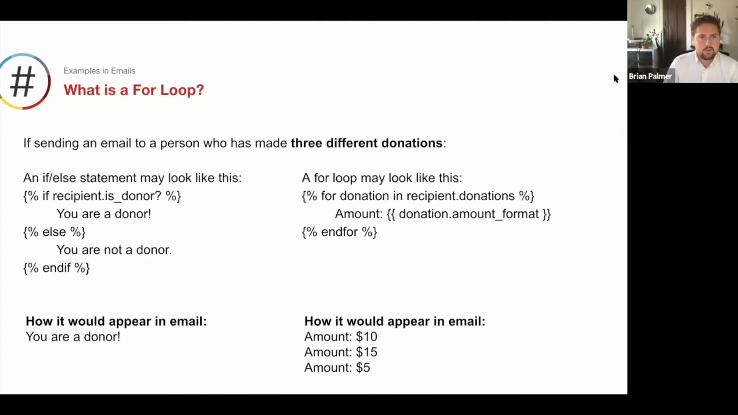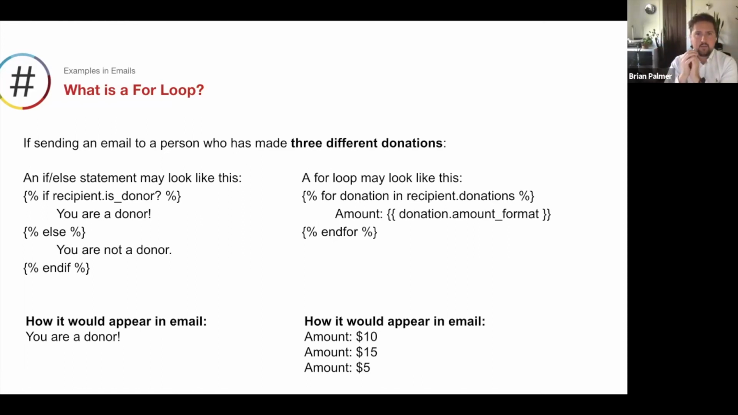This is an example on the left of an if-else statement, and this might be a bit of what we've gone over before. If a recipient is a donor, we place something in there. If they've never donated, that is going to return false, and so you can put in the else section whatever you might want, like it's time to give your first donation, or would you consider donating?